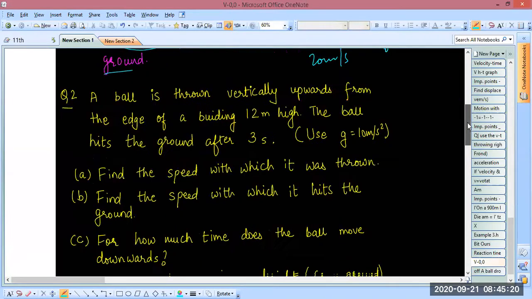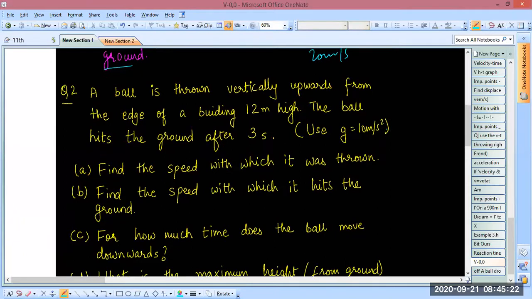Okay, so let's go to second. Now we're going over to second.